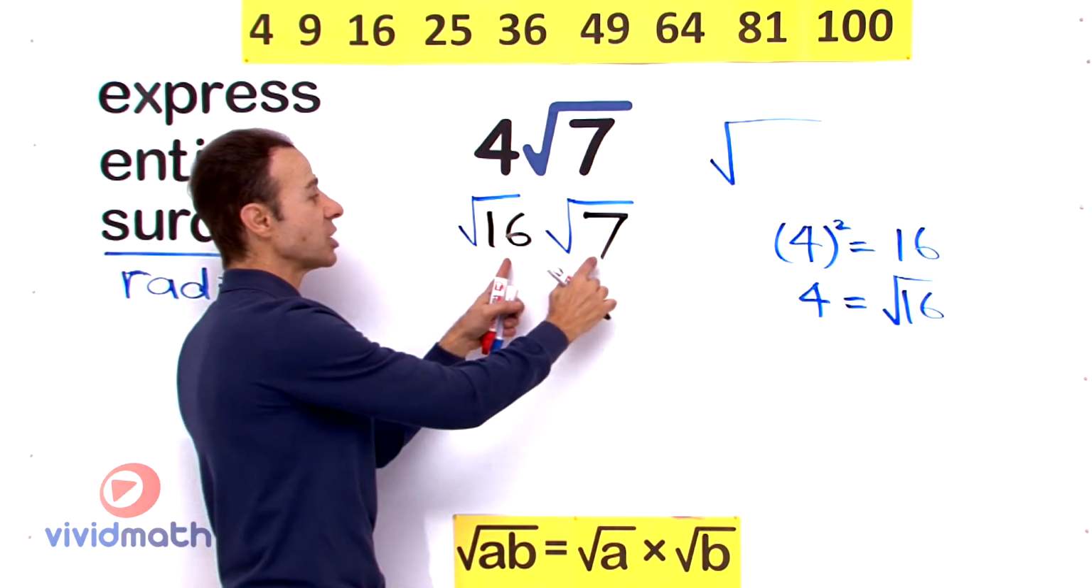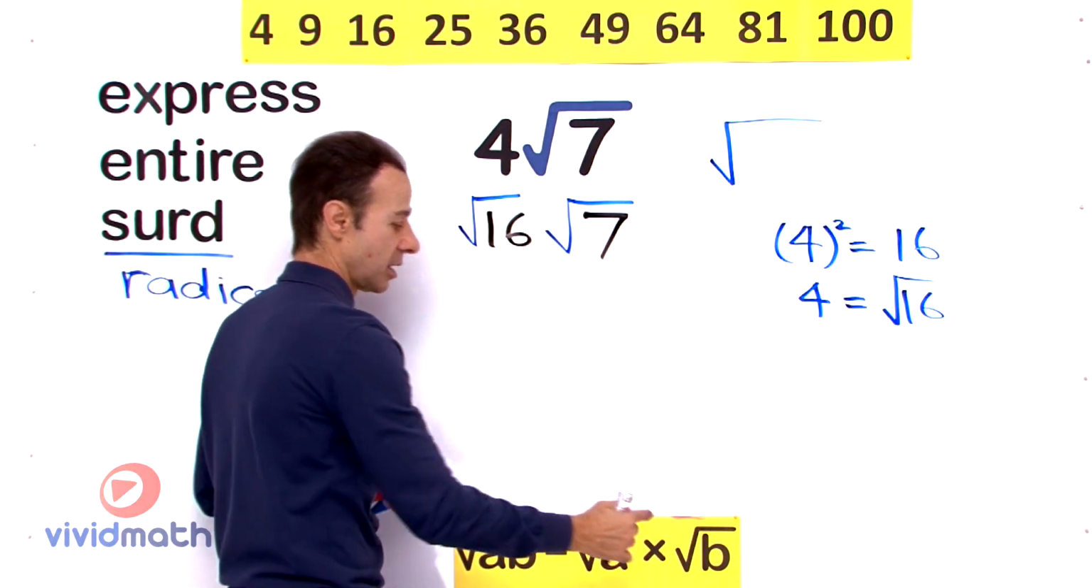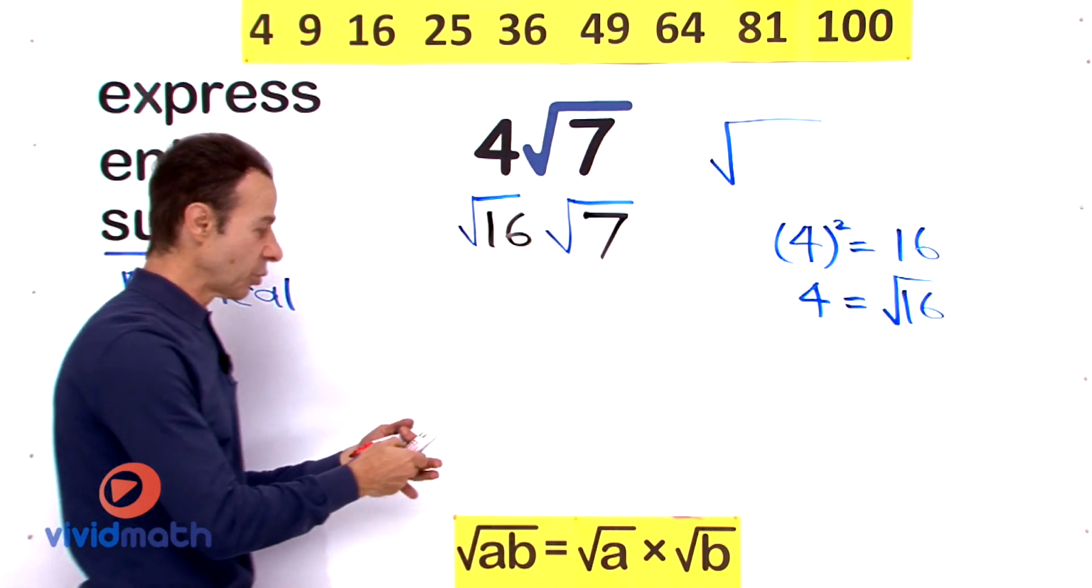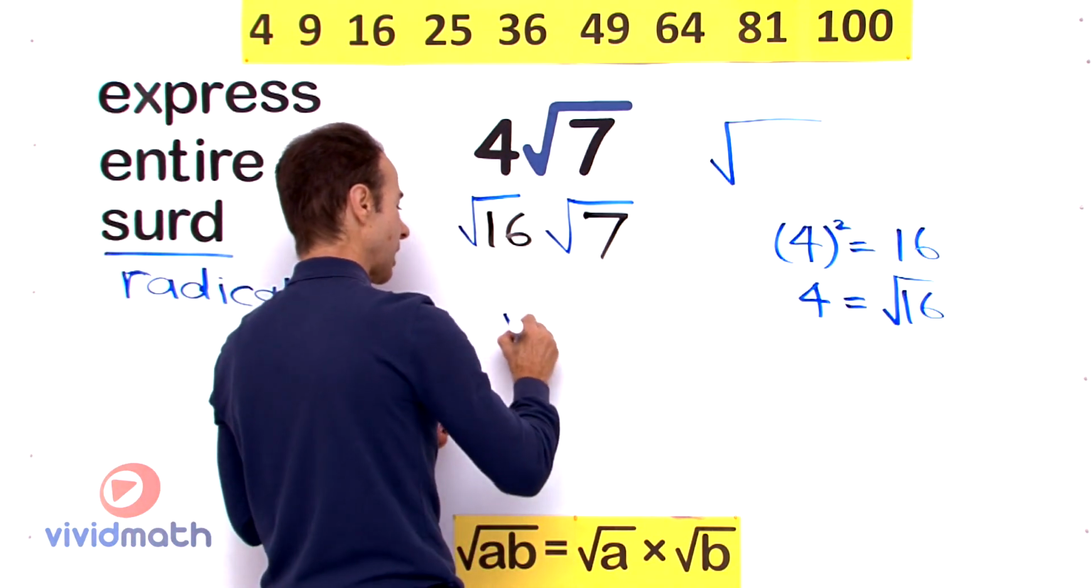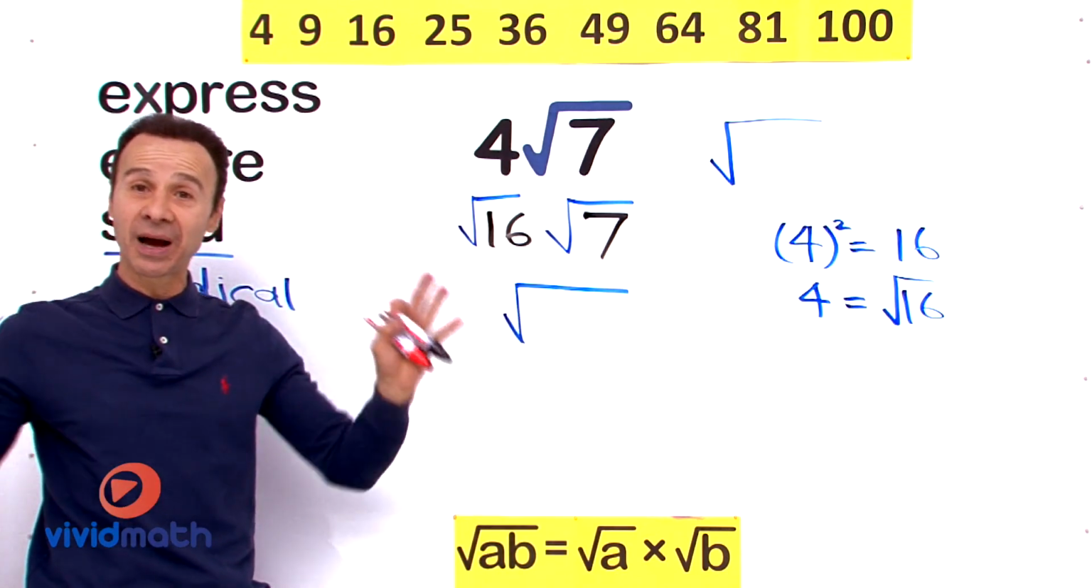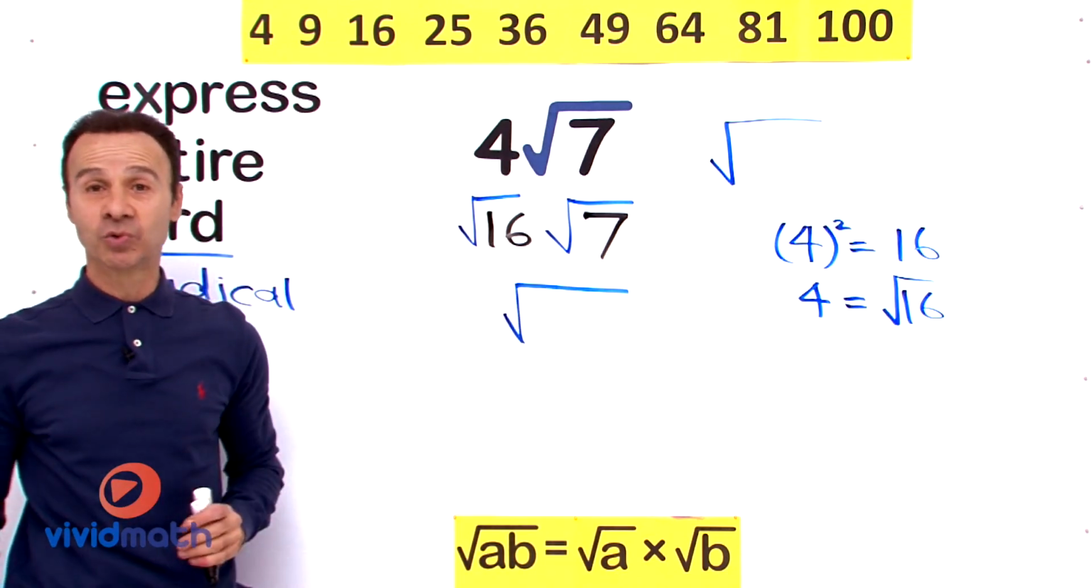So now these two guys, all we have to do is multiply them like that. They're separate, then put them together under the same house. So when we multiply them, they will go under the same house, and that'll be our answer because now it's an entire surd or an entire radical.